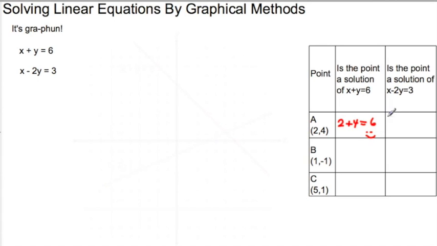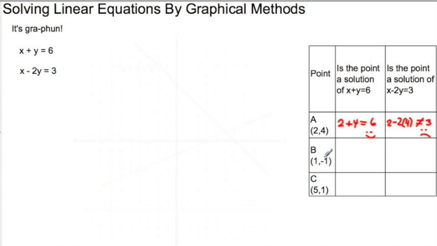Now let me try that point over here. 2 minus 2 times 4. Does that equal 3? That does not. So point A is a solution of the first equation, but not the second.